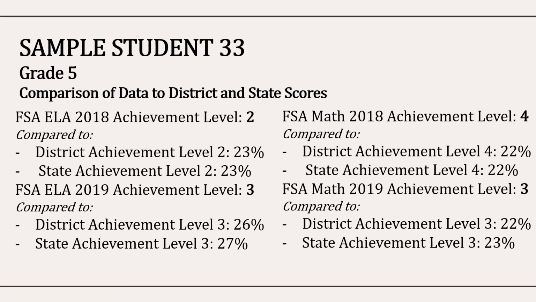Now, for item 4, we will be doing a comparison of your child's data to the district and state scores. On the left side, we will be looking at the FSA ELA 2018 achievement level. In grade 4, what they got was an achievement level of 2. Comparing this to the district achievement level for Orange County, 23% of the students scored on level 2. Also, compared to the state of Florida achievement level, 23% scored at level 2.